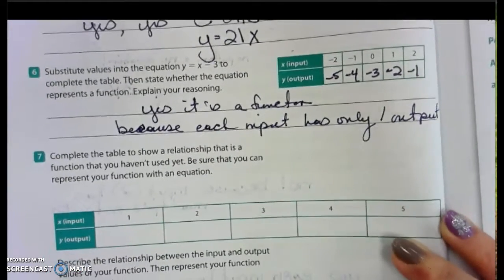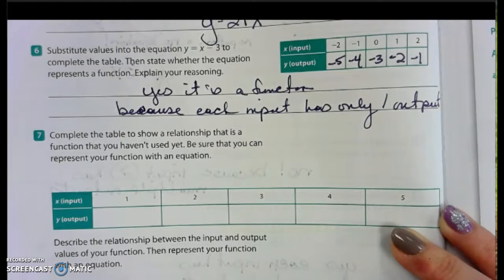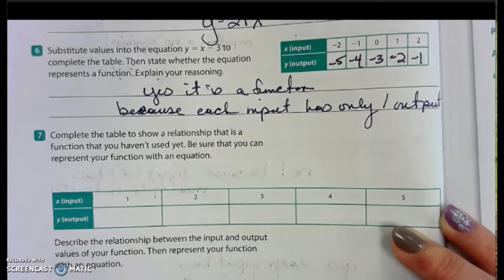Number 7, complete the table below to show a relationship that is a function that you haven't used yet. You get to make up your own function. It just has to be something you haven't used yet. Be sure that you can represent your function with an equation. So they want us to write a function, create a function, and that function has to have a pattern so that we can write an equation.